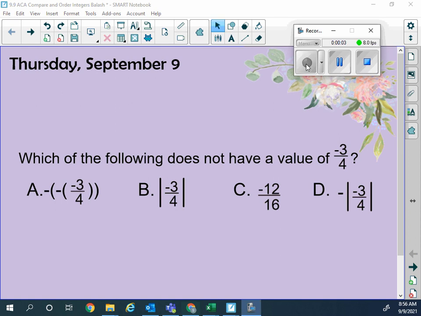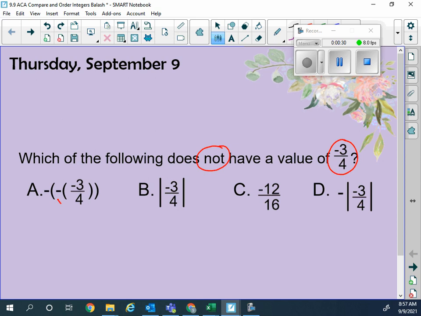The question says, which of the following does not have a value of negative 3/4? If I was a test maker and had this in front of me, what do you think you should circle? Not. That's exactly right. Do you think that's a word people might gloss over and miss? Yes, absolutely. So we're looking for something that is not negative 3/4. So we have the opposite of negative 3/4.